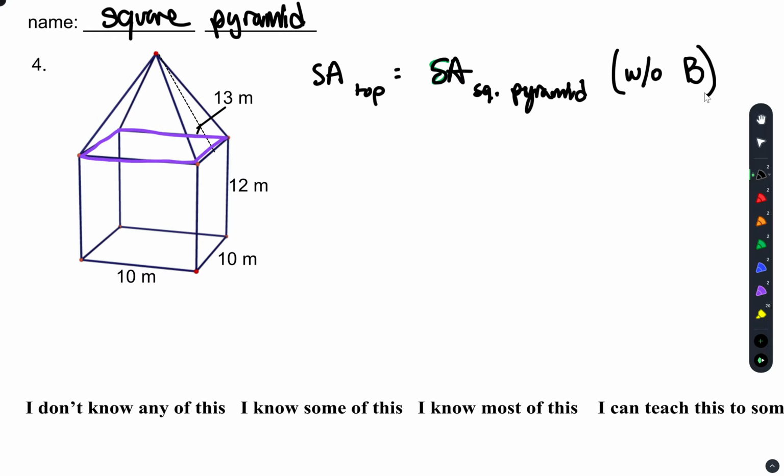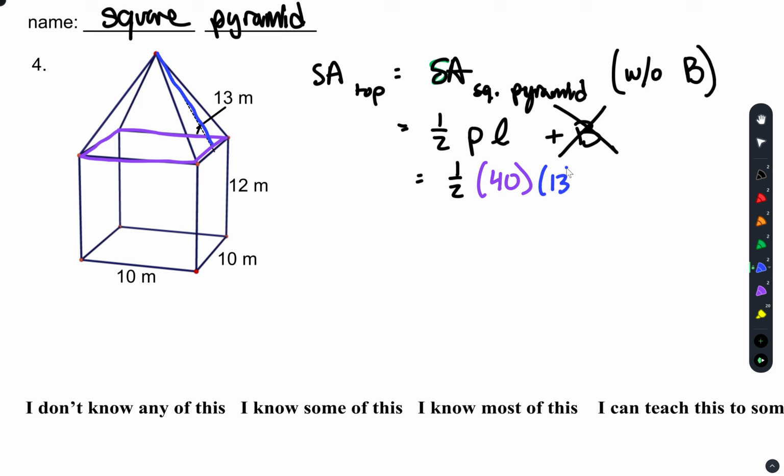So let's write out my surface area of a pyramid formula. 1/2 perimeter times slant height plus b, but I know I'm not including that b. So then I can plug everything else in. The perimeter of that base is 10 plus 10 plus 10 plus 10, so 40. And the slant height of that pyramid is 13. That gets me 1/2 times 40 times 13, I believe 260.